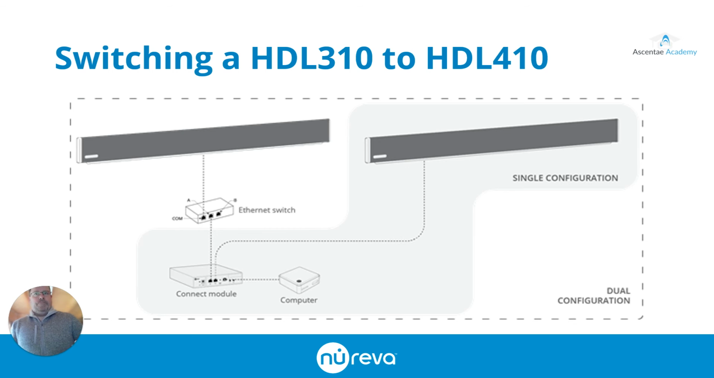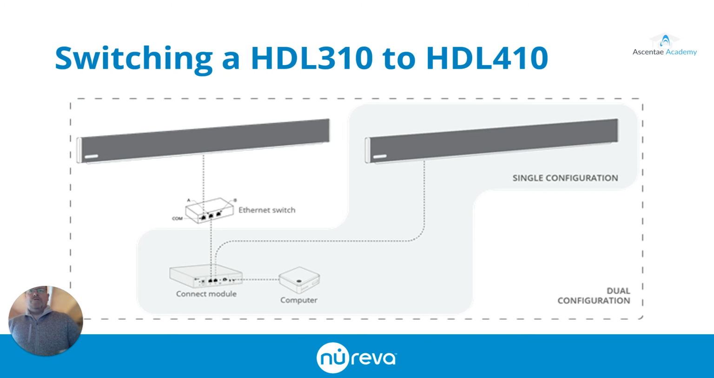So here we can see on the right hand side, shaded is our single configuration. When we're in that mode, the soundbar on the left is going to be completely dormant. The soundbar on the right is cabled directly into the Connect module, which obviously is attached to the computer. The second soundbar is connected via the Ethernet switch, which in turn is then connected to the Connect module.